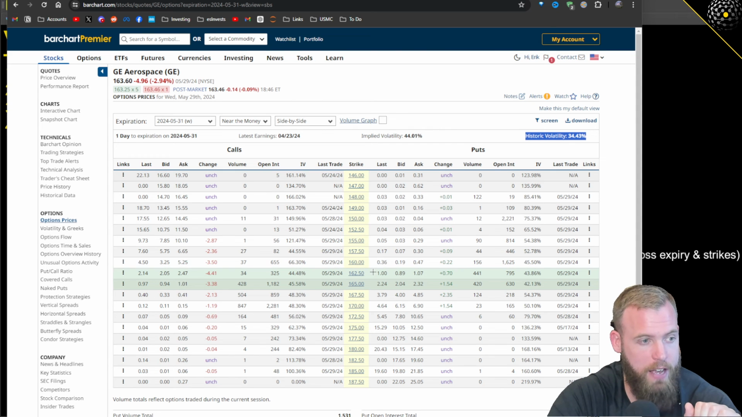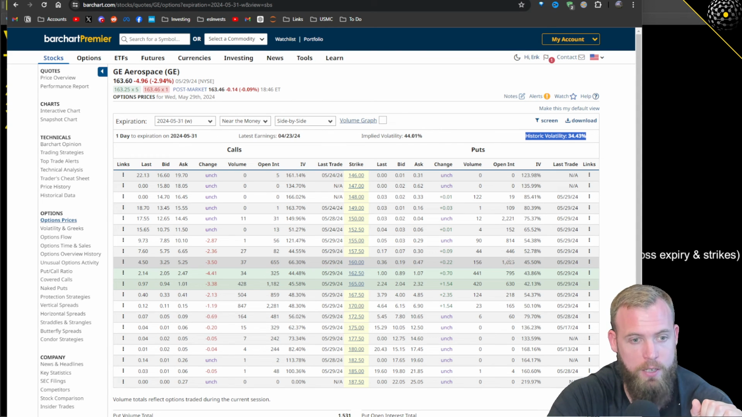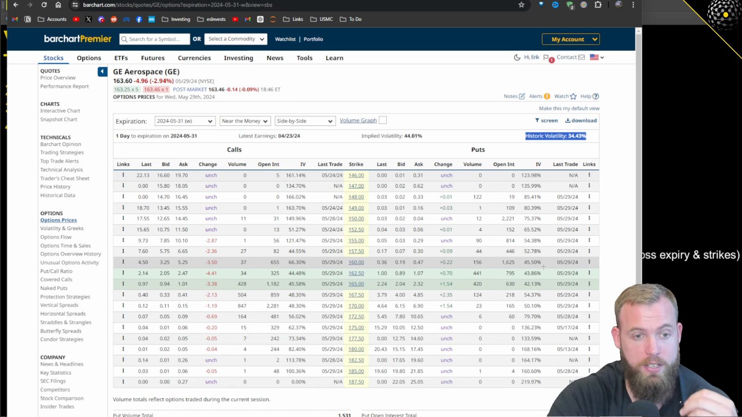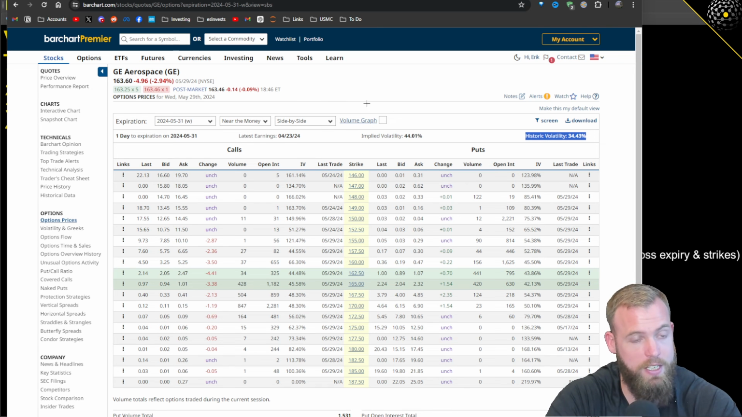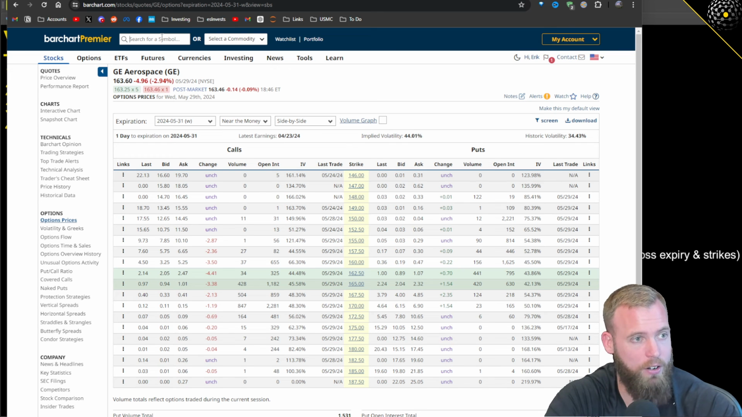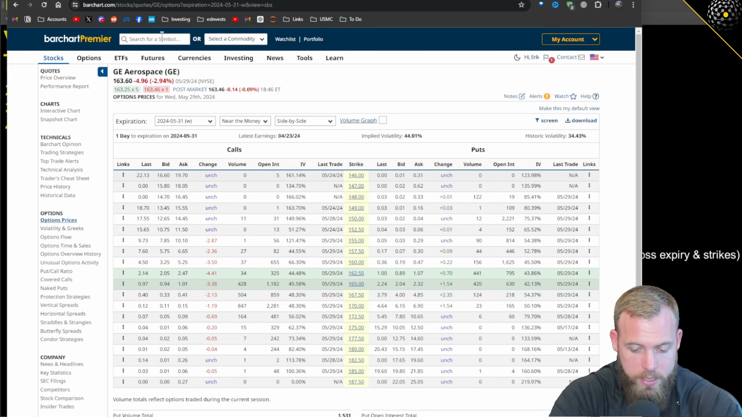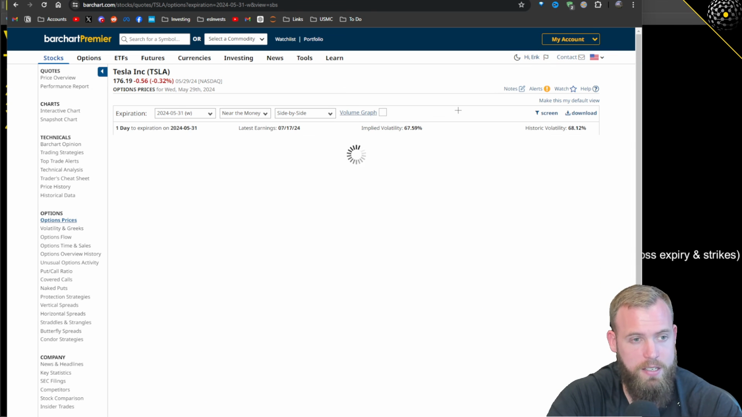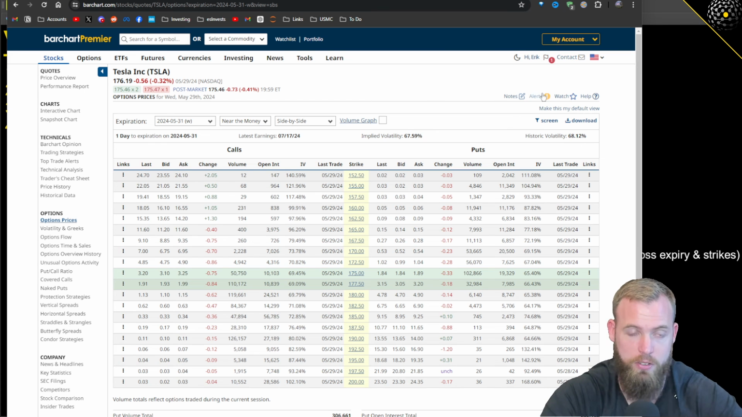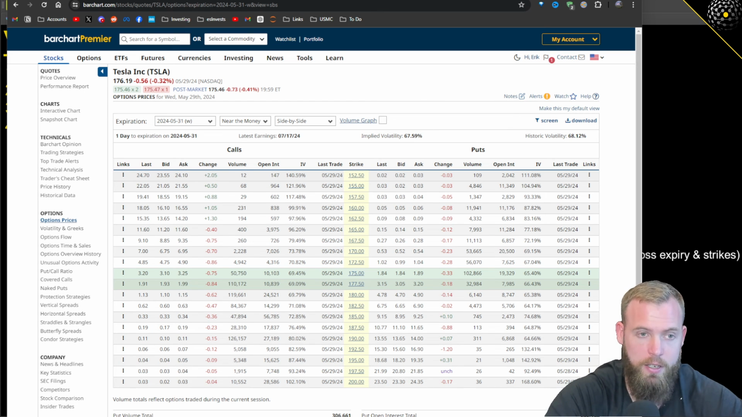The other thing you'll notice is that for these at the money options in GE, you'll see that the volatility for the slightly out of the money puts is actually a little bit lower than the calls. That gives you some context on where the market is pricing in potential movement or potential risk. Now, we need to ask ourselves, is this 44% implied volatility high or low? Well, if we compare it to something like Tesla, volatility right now is 67%. So GE's volatility seems lower, right?